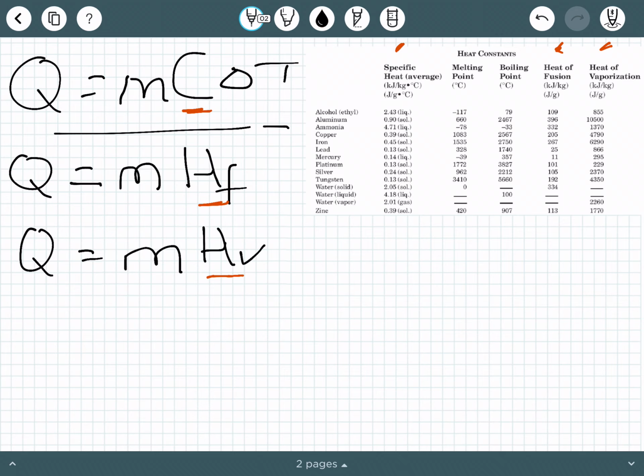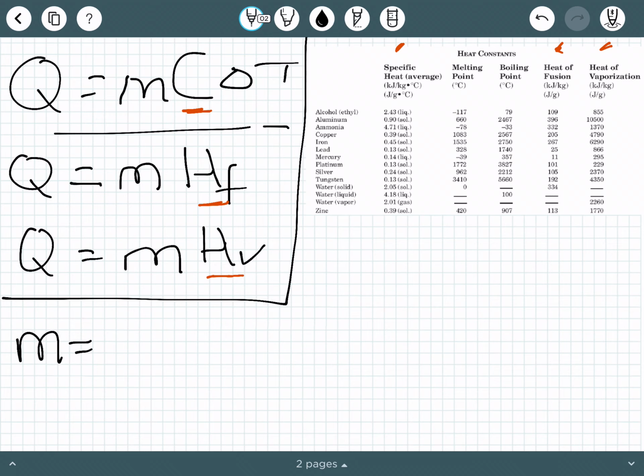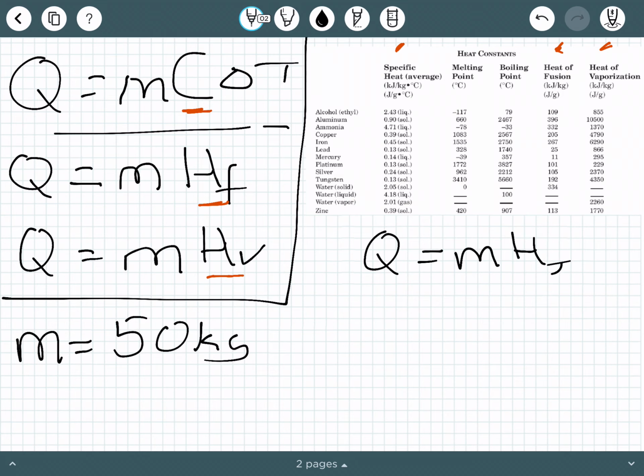So, when I want to ask how much energy does it take to melt a 50 kilogram chunk of ice, right? How much energy does that take? I'm going to use this equation. Since I'm dealing with ice, going from a solid to a liquid or a liquid to a solid, I got to use this equation: Q equals m Hf, because it's from a liquid to a solid or solid to a liquid.